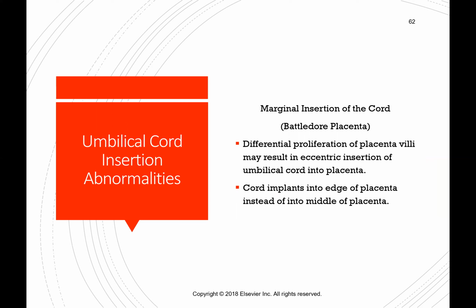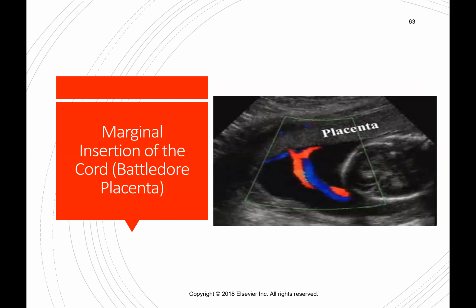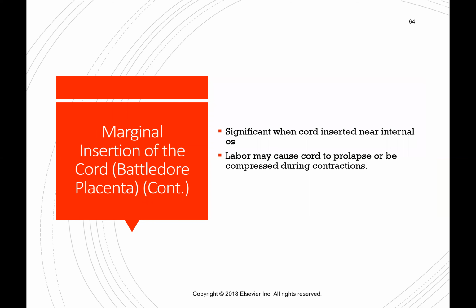Okay, now you guys know a little bit about different abnormalities in the umbilical cord insertion. We just went over this, but the battledore placenta or marginal cord insertion is where the cord goes into the edge of the placenta instead of the middle. You know that. And this is significant when the cord is towards the internal os, and that might be because of the blood vessels that would be around the cervix.